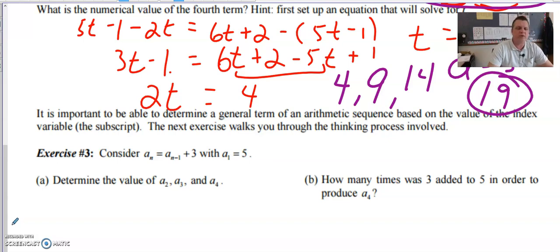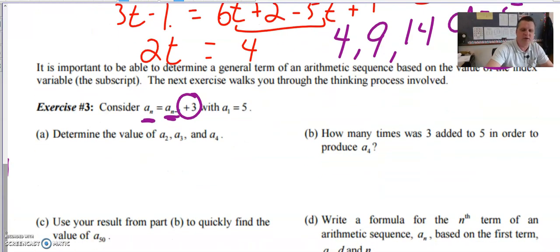Okay, so in exercise 3, they give us a sub n equals a sub n minus 1 plus 3. So here's the previous term, here's your next term. The difference is 3. So determine the value of A2, A3, and A4.